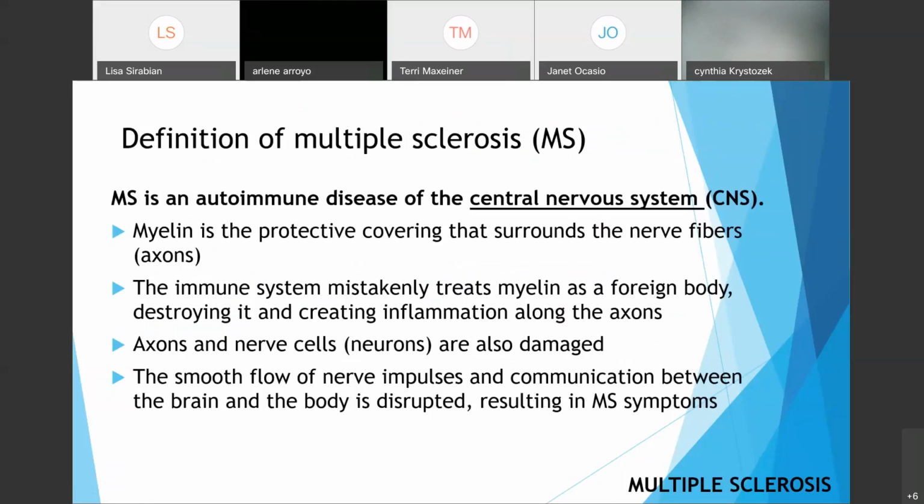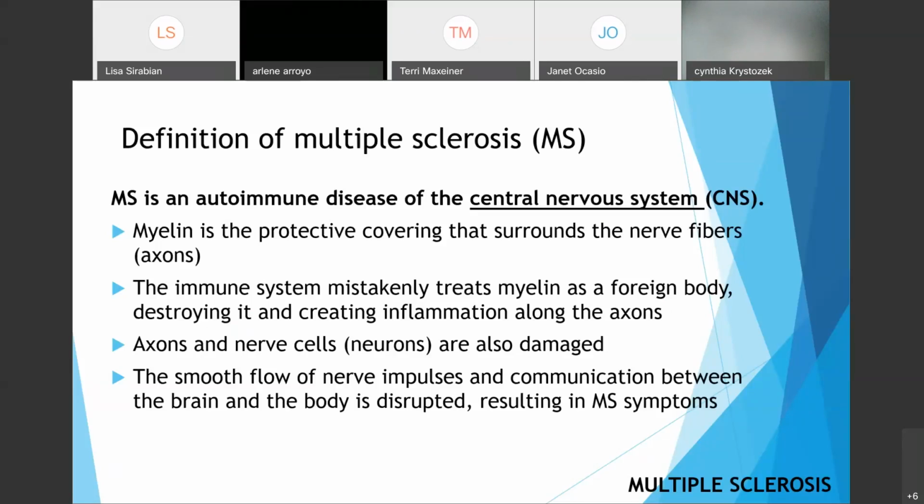Okay, moving on to talk a little bit about multiple sclerosis, or MS. So MS is an autoimmune disease of the central nervous system. So what is happening is that the actual neurons are being attacked. The specific part that's being attacked is this myelin sheath that's supposed to be a protective coating for the axons. And so the body mistakenly, the immune system mistakenly treats that myelin as if it's a foreign body and begins to destroy it. And as it does so, it creates inflammation along the axon, and then the axons themselves become damaged, the nerve cells become damaged as well.